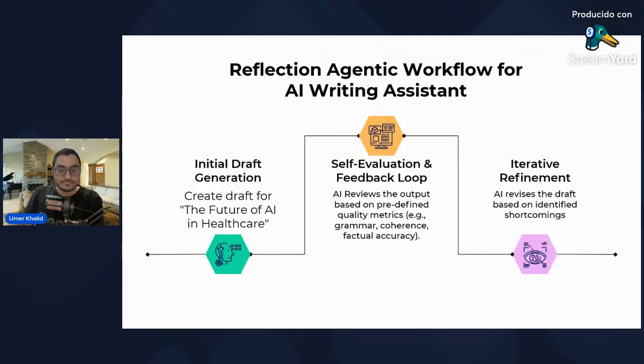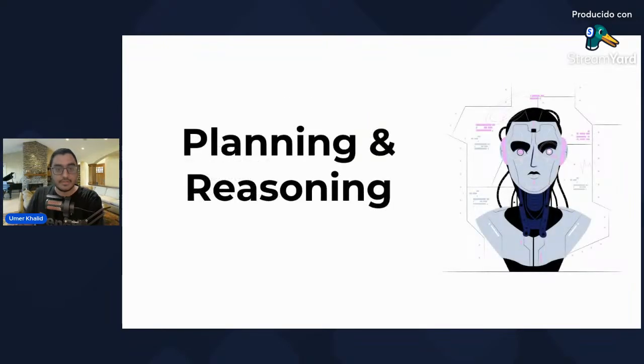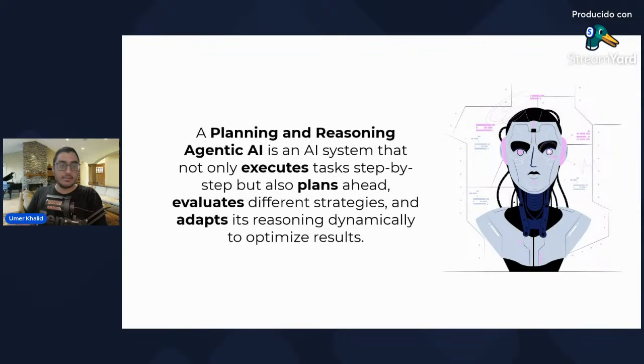Okay, so we talked about the reflection model. The second pattern that we're going to talk about is the planning and reasoning pattern. Now, this pattern goes one step ahead of the reflection pattern. It says, okay, a planning and reasoning agentic AI is an AI system that not only executes the task step by step, but also plans ahead. It evaluates different strategies and adapts its reasoning dynamically to optimize results.